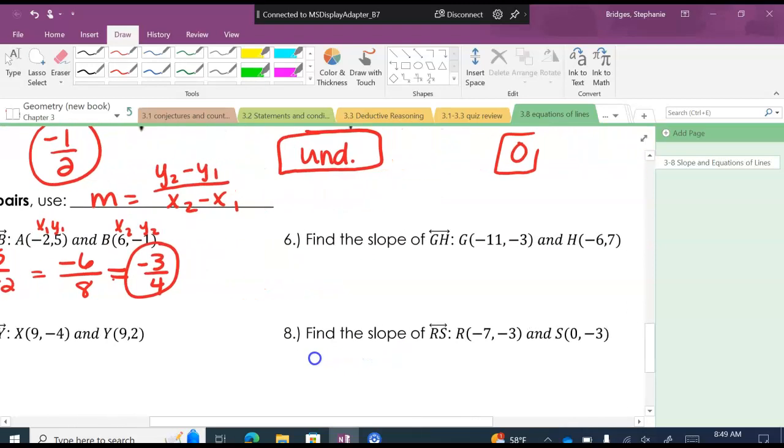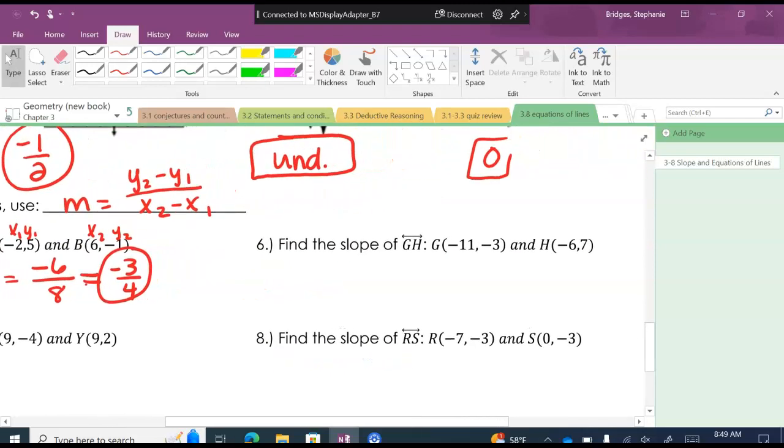I want you to try 6. First of all, label your points. The first point we call x1, y1. The second one we call x2, y2. I want you to take a minute, plug those into your formula, and start working it out. The formula is y2 minus y1 over x2 minus x1. Plug them into your formula. You have them labeled, so there shouldn't be any question as to which one is which.